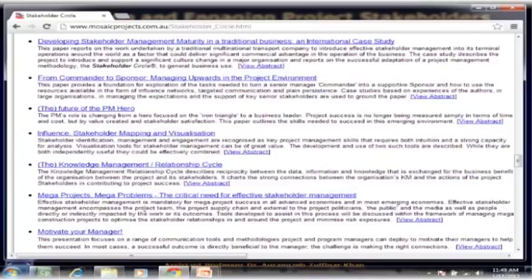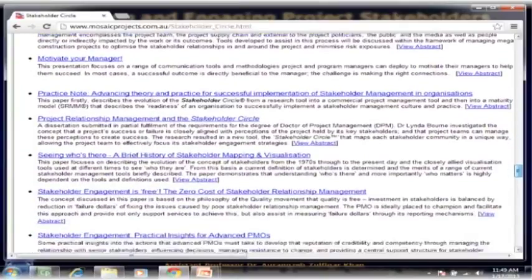Effective stakeholder management encompasses the project team, the project supply chain, this is the procurement, the vendors, the suppliers, and external to the project, politicians, the public, what we talked about, local community, general public, and the media, as well as people directly or indirectly impacted by the work or its outcomes. That is, after the project has been completed, the outcomes by the work is when the project is under execution. Tools developed to assist in this process will be discussed within the framework of managing mega construction projects to optimize stakeholder relationships in and around the project and minimize risk exposures. Motivate your manager, and so forth and so forth.